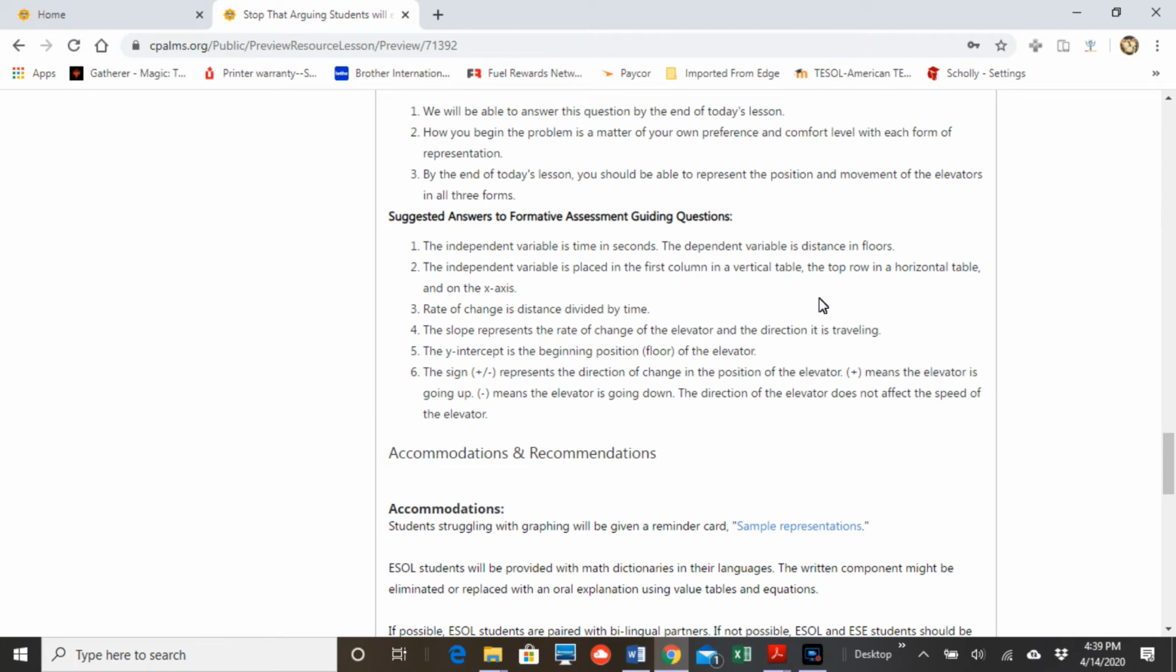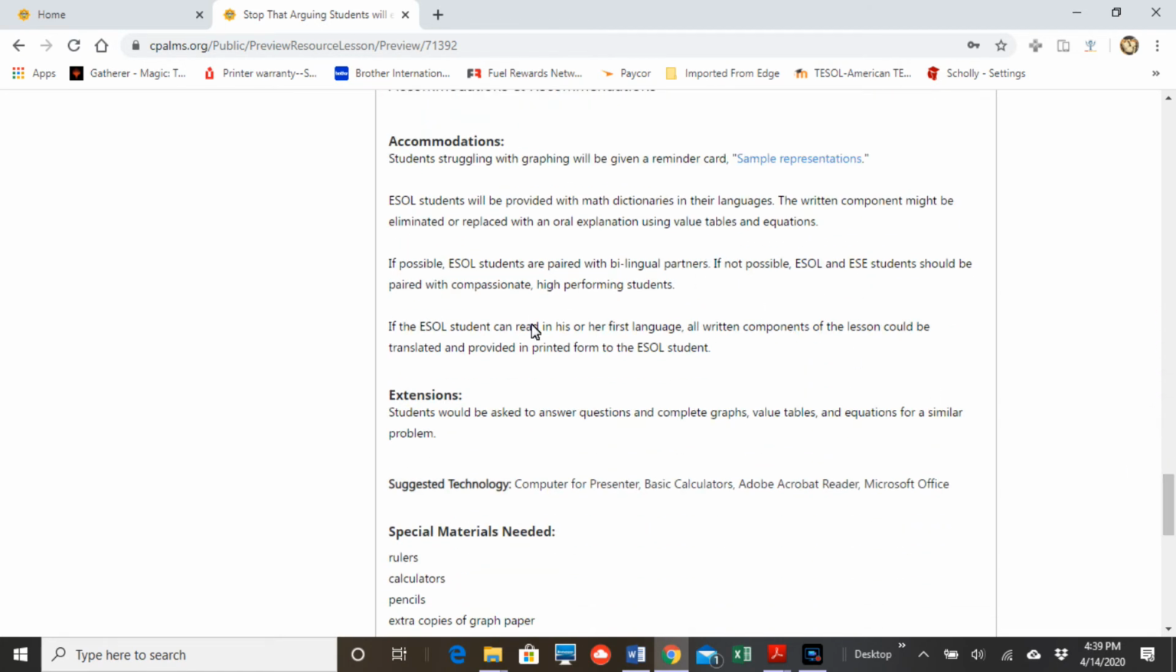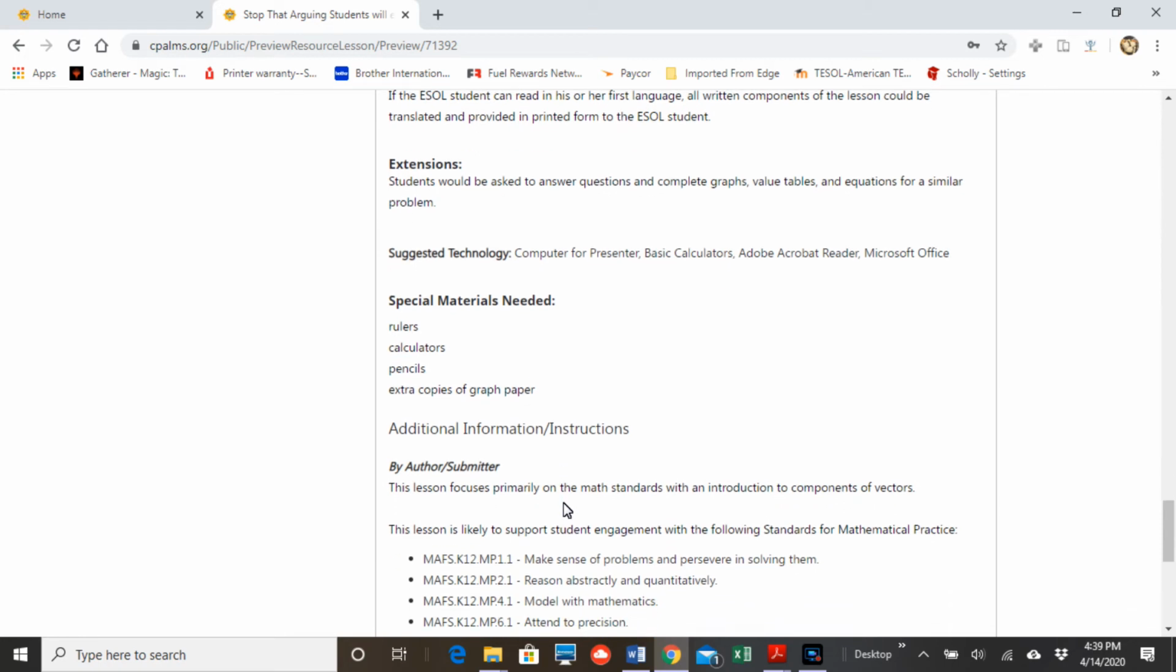So you have the answers here. Accommodations. So if your child has an IEP, there are some accommodations. So if you're struggling with graphing, have a reminder card. ESOL students. Okay, so here we have expectations. We have our materials needed. So you have to read thoroughly through this. Okay.